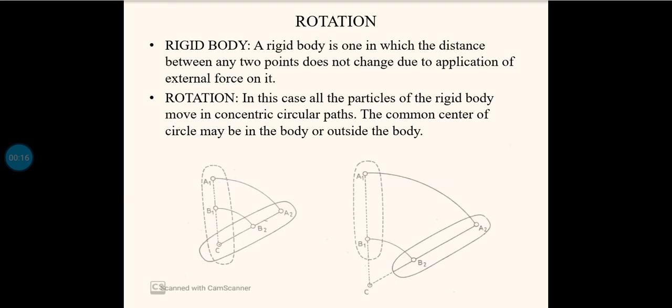Before moving into the core topic, we must have a basic idea about these two terms. First one is rigid body. A rigid body is one in which the distance between any two points does not change due to application of external force on it. That means it won't deform if we are applying some forces.